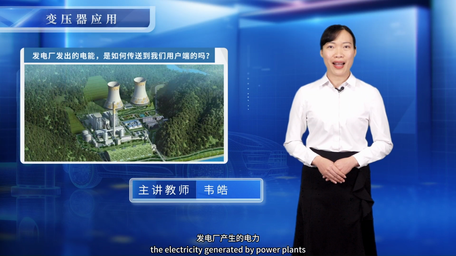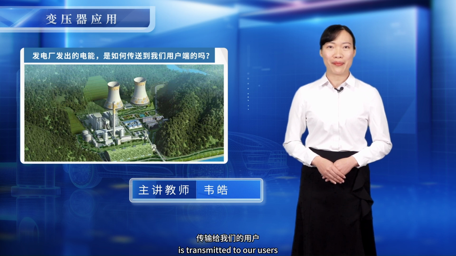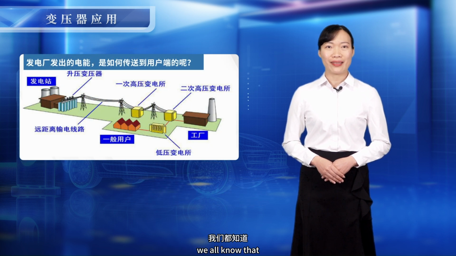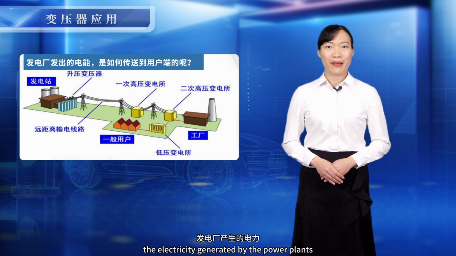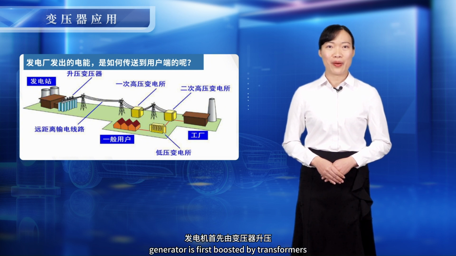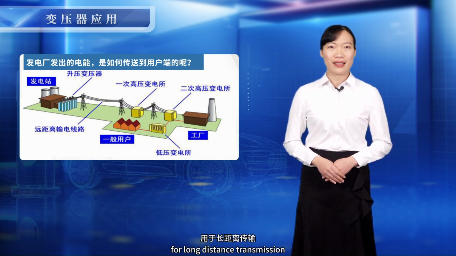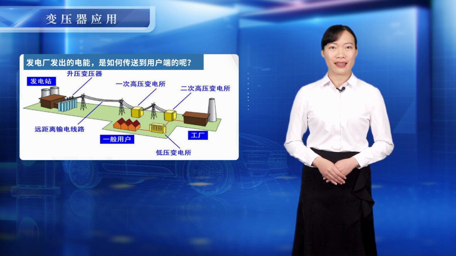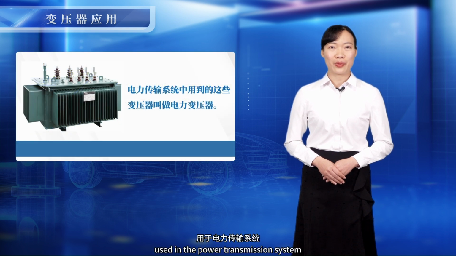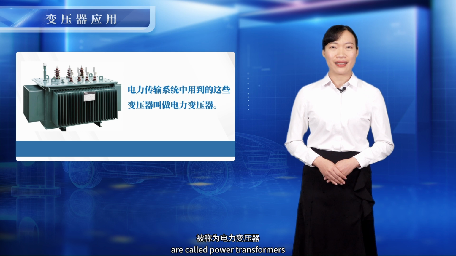Do you know how the electricity generated by power plants is transmitted to our users? We all know that the electricity generated by the power plant's generator is first boosted by transformers for long-distance transmission. Then at the destination the voltage is reduced for users to use. These transformers used in the power transmission system are called power transformers.